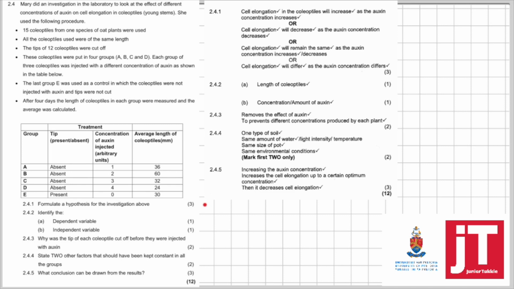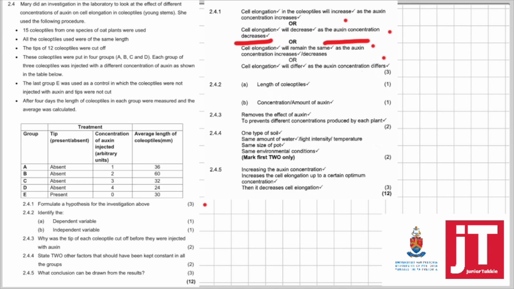If you look at the memo, it has many options. So you could have said cell elongation in the coleoptiles will increase as auxin concentration increases. Cell elongation will decrease as the auxin concentration decreases. Remember, you don't know what's going to happen, if it's going to increase or decrease the cell elongation. Cell elongation will remain the same as the auxin concentration increases or decreases. Cell elongation will differ as the auxin concentration differs. Remember, the only thing they're looking for is the 2 variables, auxin concentration, cell elongation, and whatever relationship. So you could have had the word increase, decrease, or differs.